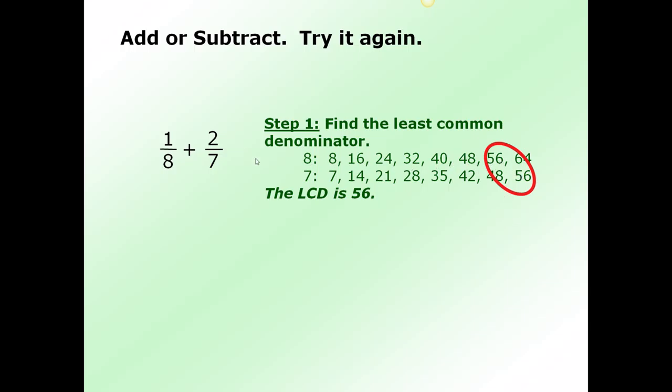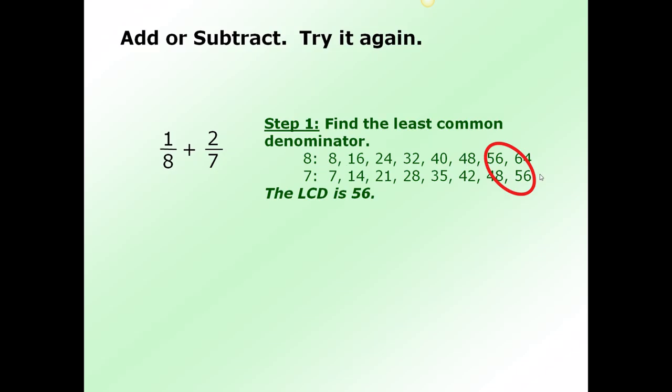Now, if you're wondering, if I write all of this out every time I have to add or subtract fractions with unlike denominators, I'm going to tell you, heck no way. I do this in my brain. I think about the multiples. Why? Because I'm good at my multiplication tables. That's why I have them memorized. Having them memorized makes this easy. I don't have to think about it. I go, okay, 8, 7, what do they have in common?